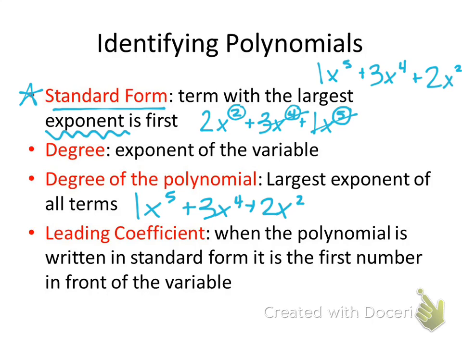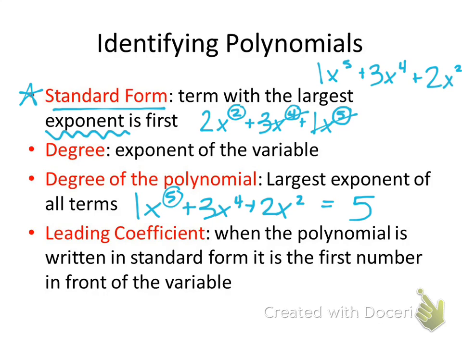The degree of the polynomial, you just look for the largest exponent. What's the largest exponent in this polynomial? 5. So my degree of my polynomial is 5. Okay? You don't have to add them all up. All you're doing is looking for the largest one.